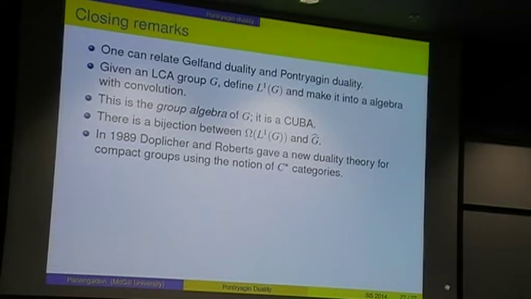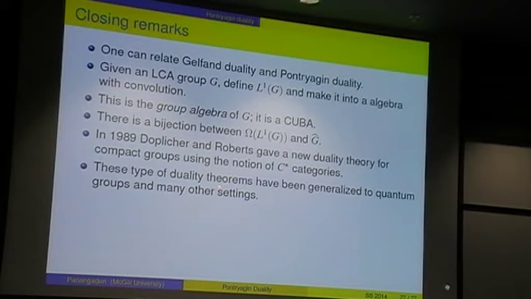So let me end with some remarks about more recent stuff. In 1989, Doplicher and Roberts, who are two mathematical physicists, gave a new duality theory for compact groups using notions of C-star categories. And this is stuff that I'm eager to learn, but I'm far from having understood it yet. But it seems to me a fantastic new thing that is well worth paying attention to. And these types of duality theorems have been generalized not just to groups, but also now to quantum groups and other settings, super groups as well.